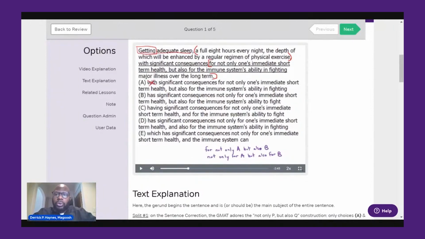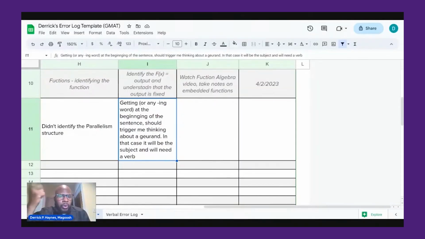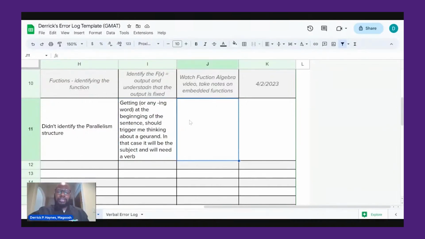And so one thing I didn't identify is that getting is the gerund, right? So you want to know, what will I do next time? So you can put in your notes now, getting or any ing word at the beginning of a sentence should trigger me thinking about it as a gerund. Gerunds are subjects. In that case, every gerund needs to have a verb if it's at the beginning of a sentence and it's a subject. Apologies for the typos. Again, this is your notes, so you would punch everything out.